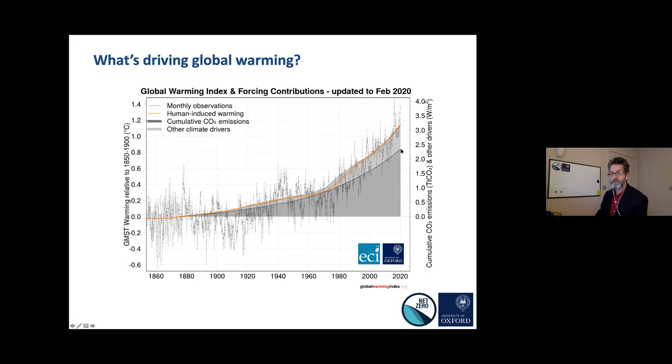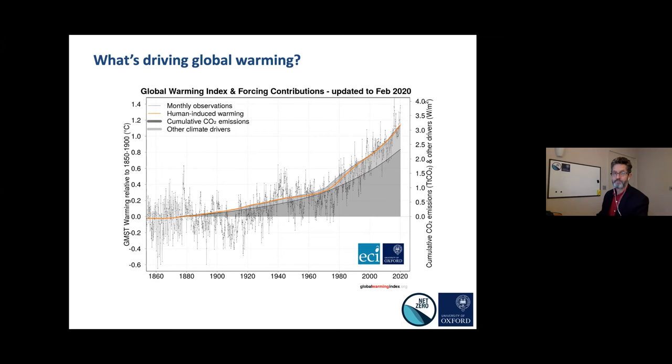And the light gray wedge is the net impact of other climate drivers. That's methane, ozone changes, nitrous oxide, and those aerosols that I mentioned earlier. So you can see they're adding perhaps 20% to the carbon dioxide induced warming, and we need to get those under control as well. But the main story here is carbon dioxide.